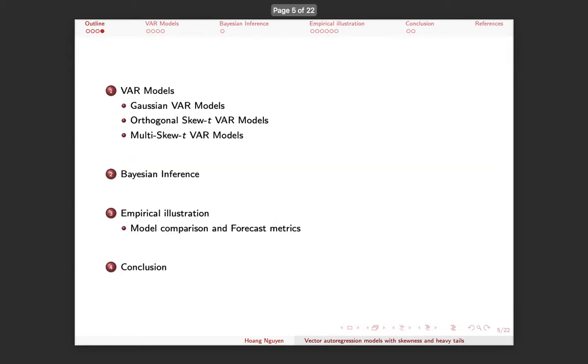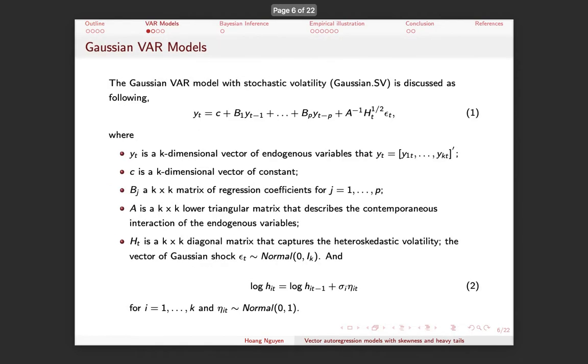So for the rest of the talk, I will introduce the VAR models, the Gaussian VAR models, and then show how we extend the Gaussian VAR models using two strategies. The first one called orthogonal skew VAR models, and the second one called multi-skew VAR models. I will briefly mention how we make inference on these models before the empirical illustration.